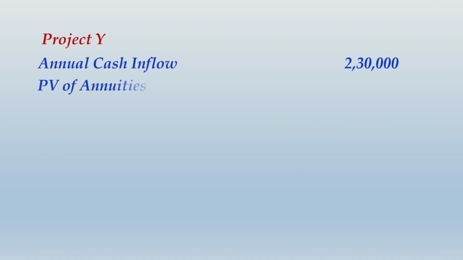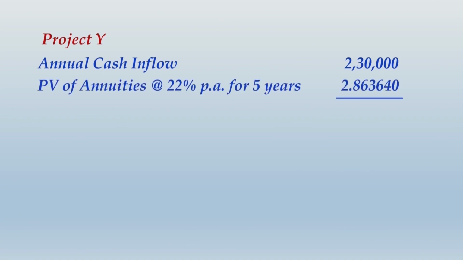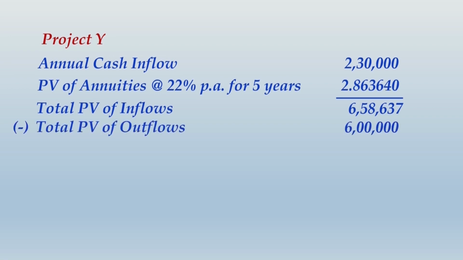Let us move ahead and make the calculation for project Y. Same way, here the annual cash flow is 2,30,000, and here the discounting rate, that is RADR, is 22%. So when you take the present value of inflows, what you get is 6,58,637. From that you subtract the total PV of outflows, and what you get is NPV as 58,637.